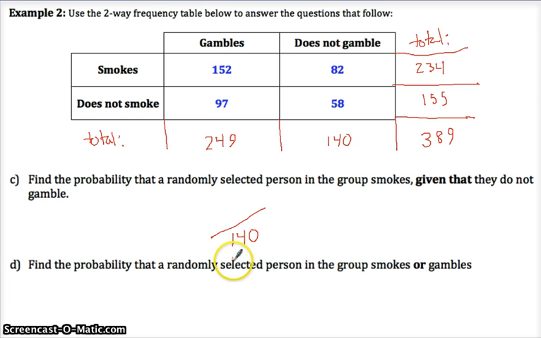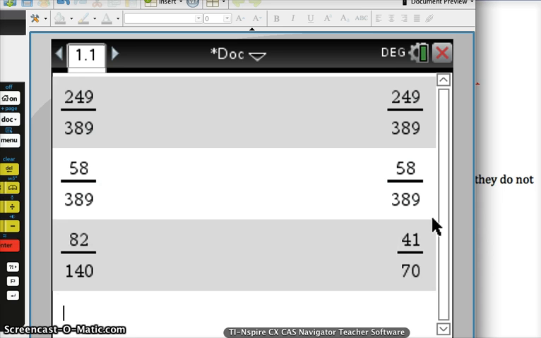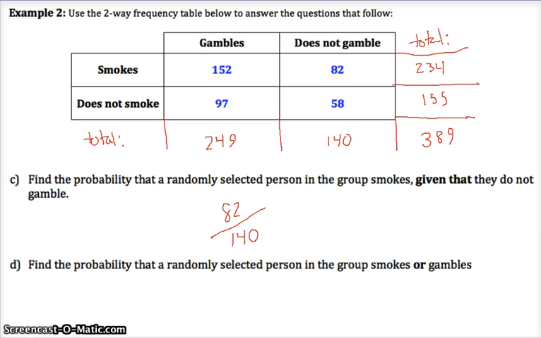Okay, so the non-gamblers, that means now we just care about a new sample space. It's just out of those 140. Within that column, what's the probability somebody in there smokes? That's 82. 82 of the 140 non-gamblers are smokers. I'm sure that reduces. 82 out of 140. It just divides by 2. I knew we did that right.